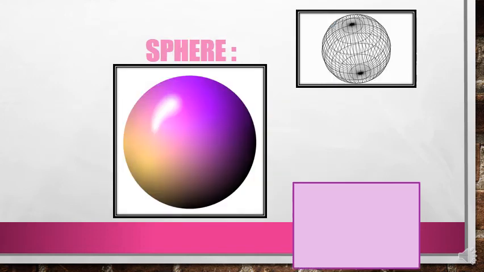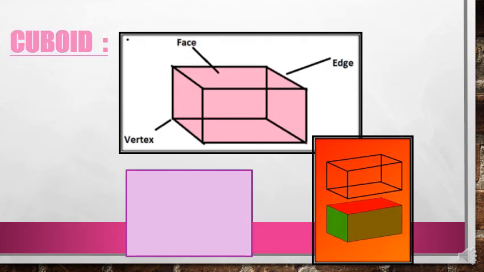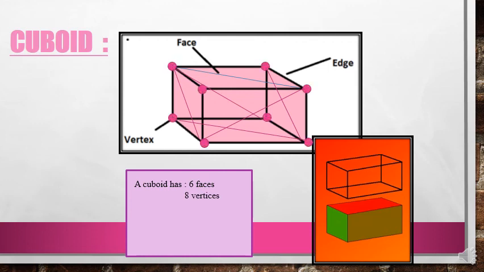Now we have the sphere. A sphere has 1 face, 0 vertices, and 0 edges. Cuboid. A cuboid has 6 faces. This is the 6 faces, 8 vertices, and 12 edges.